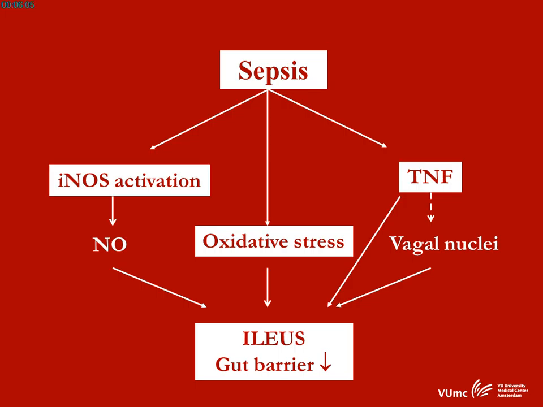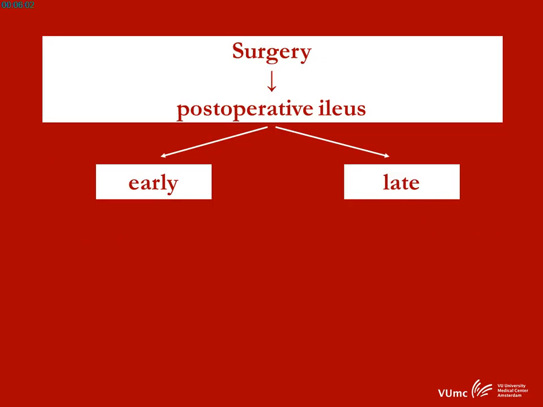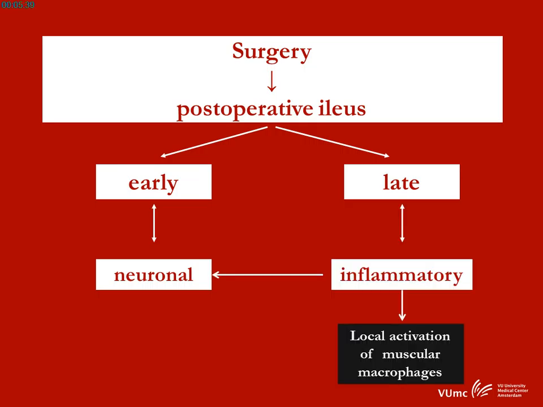So I will not go into all the details for the sake of time. And then what happens with surgery? Well, we know surgery is associated with either early, but sometimes also with late postoperative ileus. And early ileus is associated with neuronal activation and has to do with handling of the intestines during the surgery. And late is more an inflammatory problem. And there's local activation of muscularis macrophages. And there is an interaction between inflammation and neuronal activation.